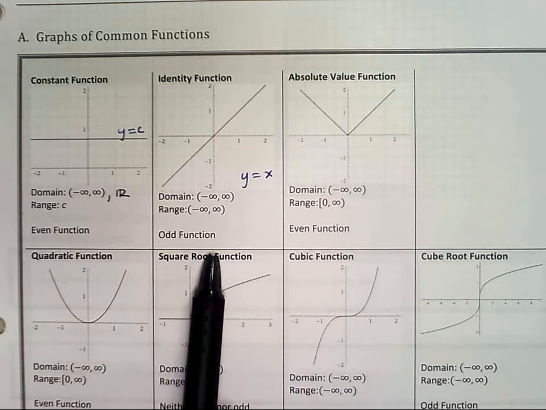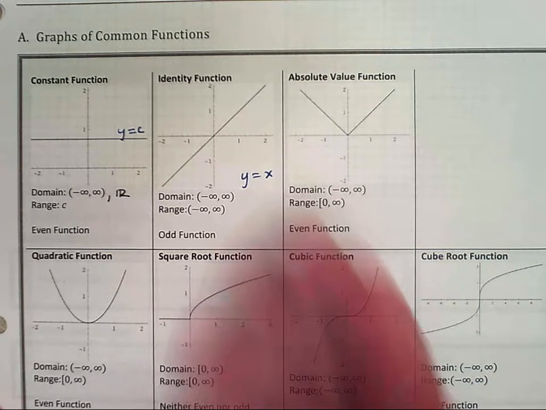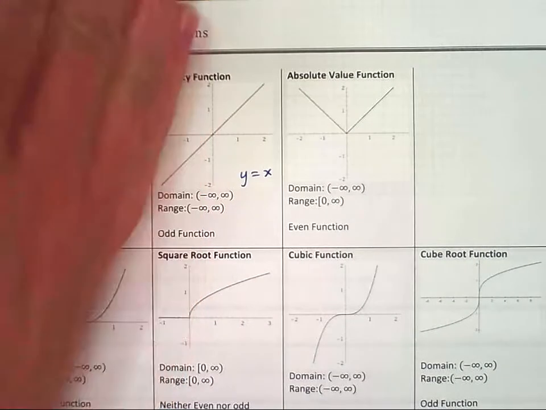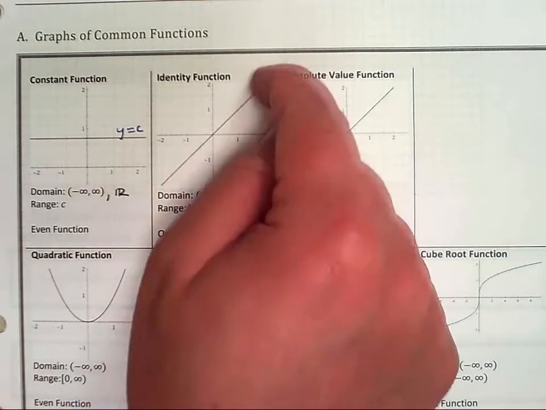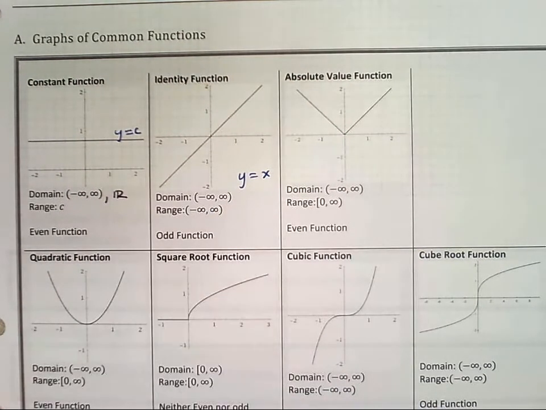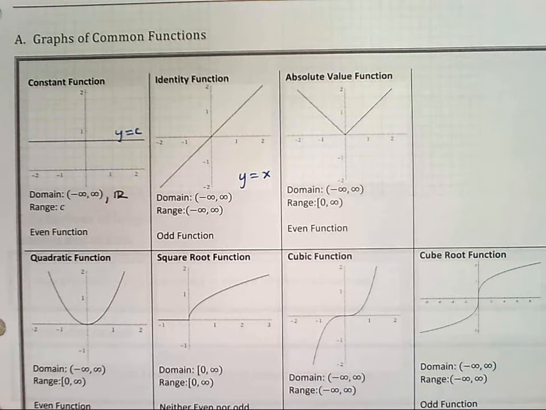What does an odd function mean again? It's reflected through the origin. So I flip it over the y-axis, and then I flip it over the x-axis. So whatever's over here should be over here. The same, right? So that's an odd function.